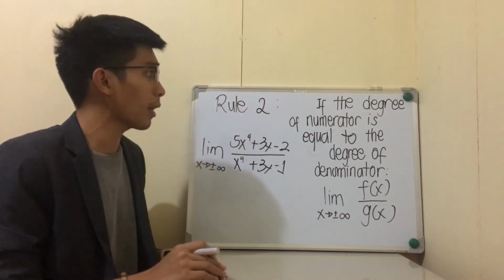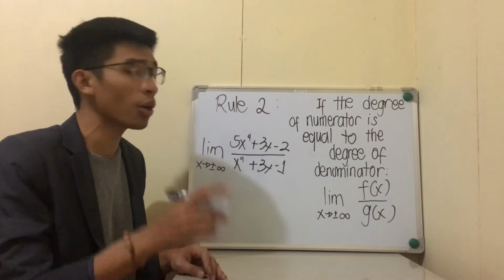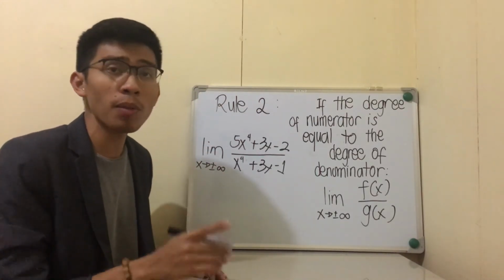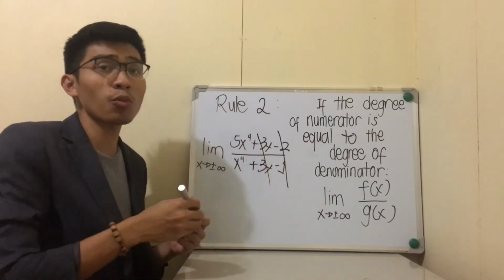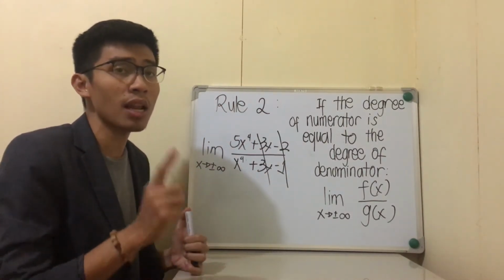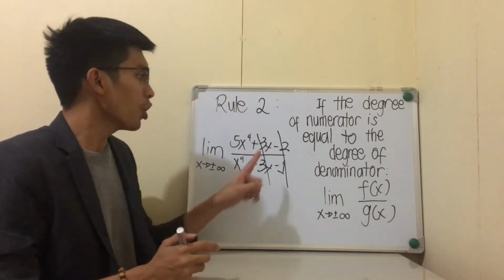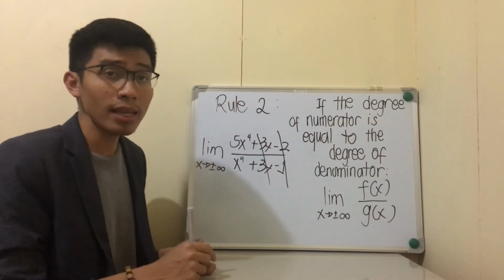What is now the limit? What if the degree of the numerator is equal to the degree of the denominator? What is the best way to solve this problem? What you are going to do is simply cancel the other terms, because they will never help you solve the problem. The best way to identify the limit is just a mere inspection. You cancel the other terms and only get the leading terms.